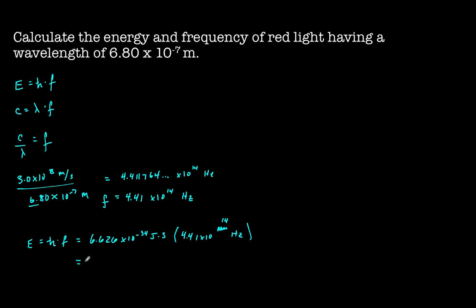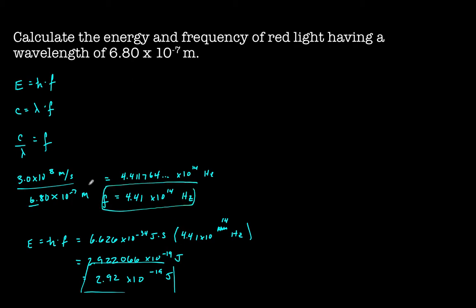So 6.626e negative 34th times 4.41e to the 14th equals 2.922066 times 10 to the negative 19th joules. With 3 sig figs again, because this is a constant, it's a given, that equals 2.92 times 10 to the negative 19th joules. There is your energy, there is your frequency, and that's problem number 5.